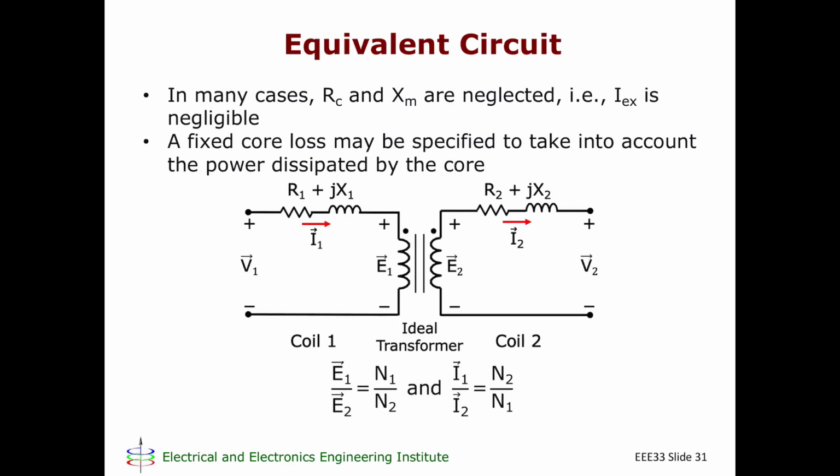The relationship E1 over E2 equal N1 over N2 applies to the center portion. Remember, this is now our entire transformer. This is our real transformer. But at the heart of our real transformer is still an ideal transformer. So the relationship E1 over E2 equal N1 over N2 and I1 over I2 equal to N2 over N1 still applies to the heart of our real transformer, which is an ideal transformer.